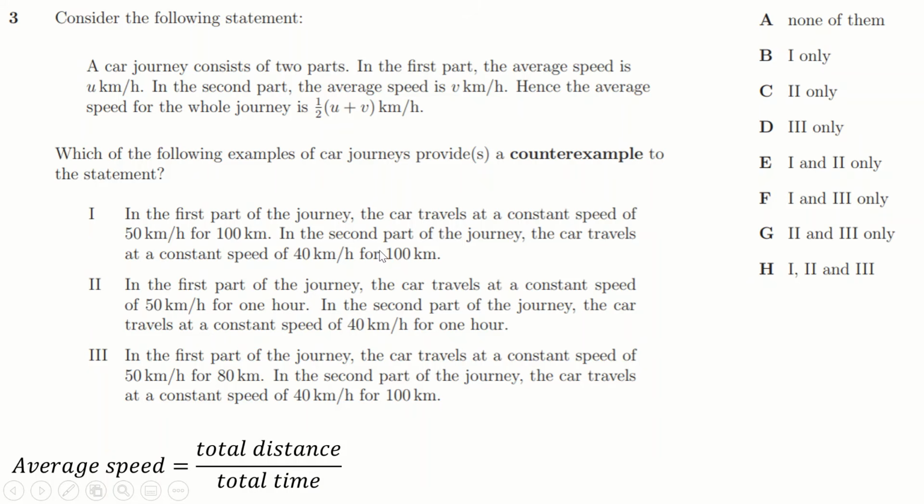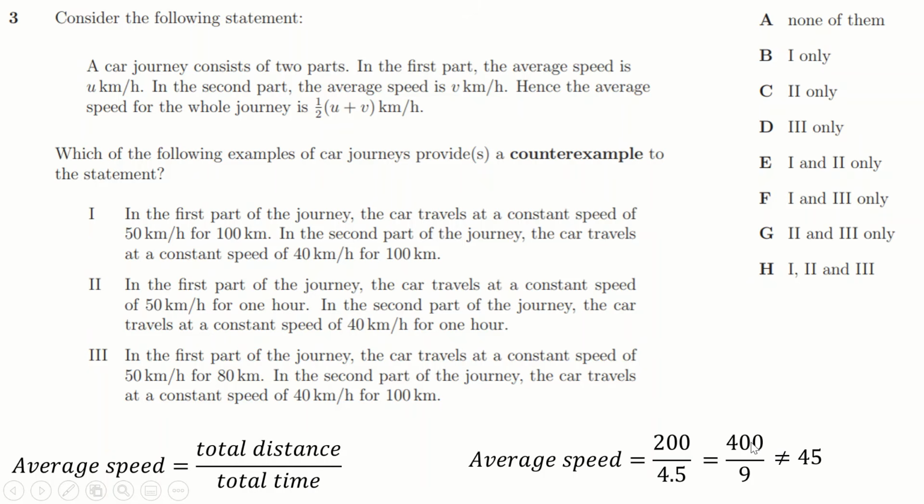So if we're looking at this first one here, the total distance you travel is 100 plus 100, 200 kilometers. And the total time you're going for, well, if you're doing 50 kilometers per hour for 100, that means that took 2 hours. And this took 2.5 hours, because 40, 80, and then another half to make 100. So that's 4.5 hours in total. And I mean, you can double both of these to get 400 over 9, and then you see that this is not 45. You can check that by just trying to do 9 times 45.